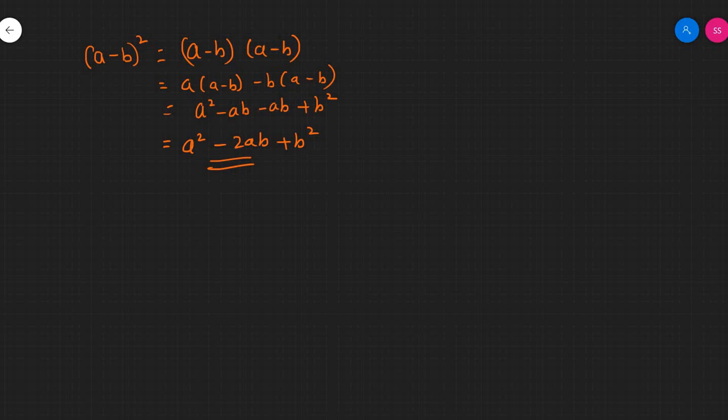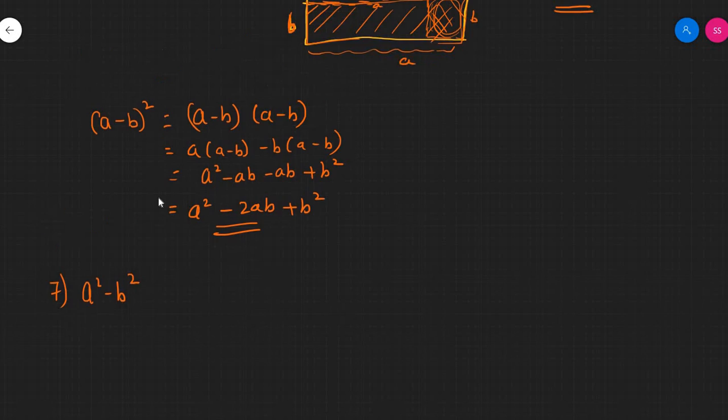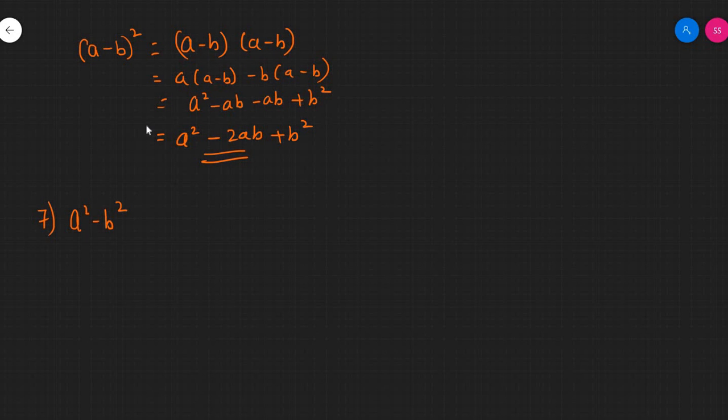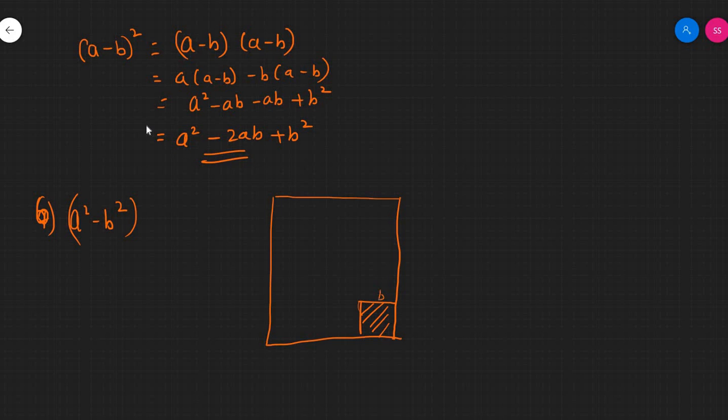Moving ahead, the next expansion that we want to see is, what is a squared minus b squared? So I guess this is the sixth in the list we are seeing. So visually this is quite straightforward. You have a square of a into a, and from this you remove this much part. So this is b squared. So you remove b squared from a squared. So this is nothing but a squared minus b squared.